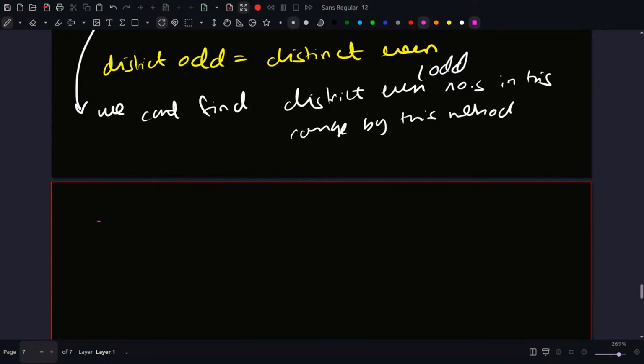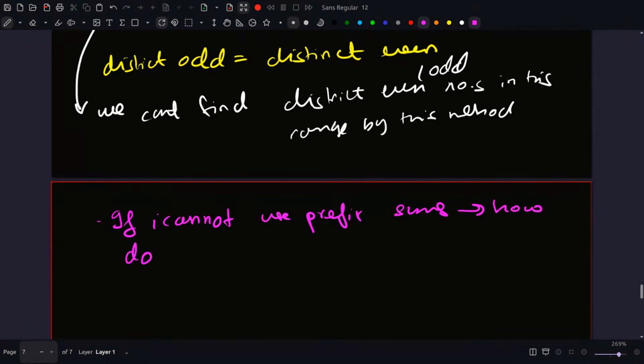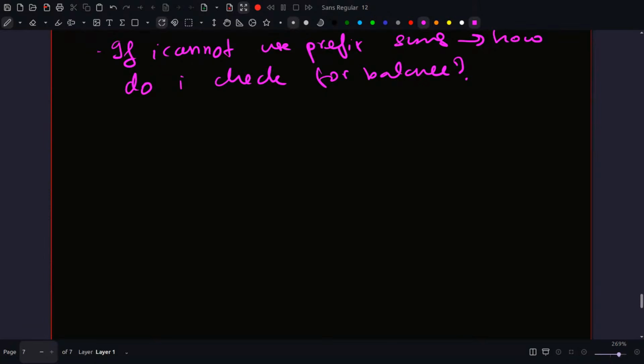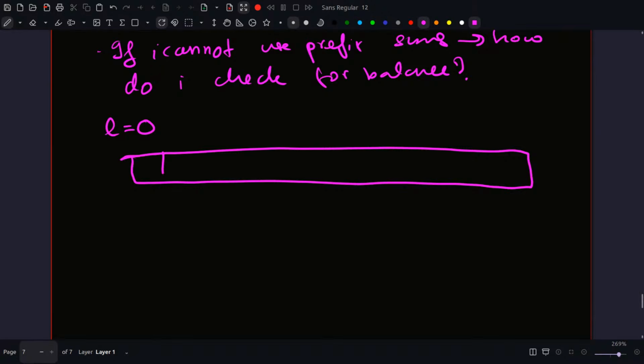Okay. So then if I cannot use prefix sums, how do I check if it's balanced? How do I check for balance? Basically the idea is that when we fix our L, let's say L equals 0, then we can use the prefix count of balance to keep track.